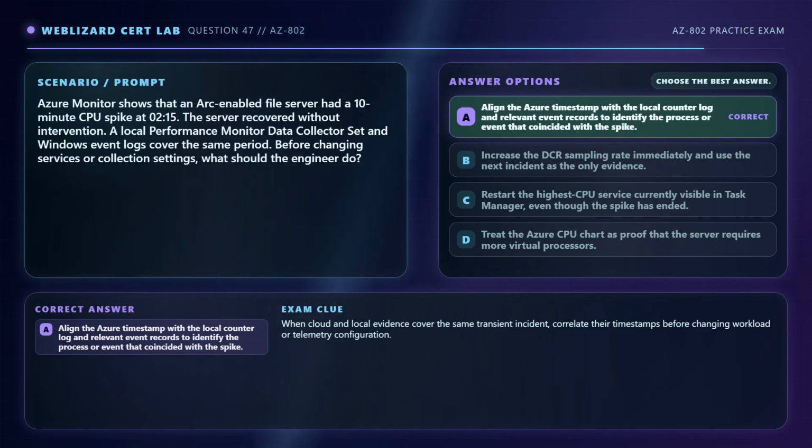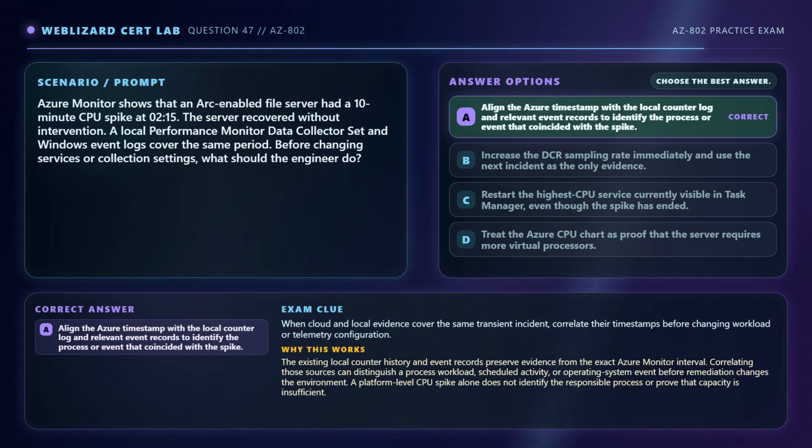The correct answer is A. Align the Azure timestamp with the local counter log and relevant event records to identify the process or event that coincided with the spike. The existing local counter history and event records preserve evidence from the exact Azure Monitor interval. Correlating those sources can distinguish a process workload, scheduled activity, or operating system event before remediation changes the environment. A platform-level CPU spike alone does not identify the responsible process or prove that capacity is insufficient. When cloud and local evidence cover the same transient incident, correlate their timestamps before changing workload or telemetry configuration.